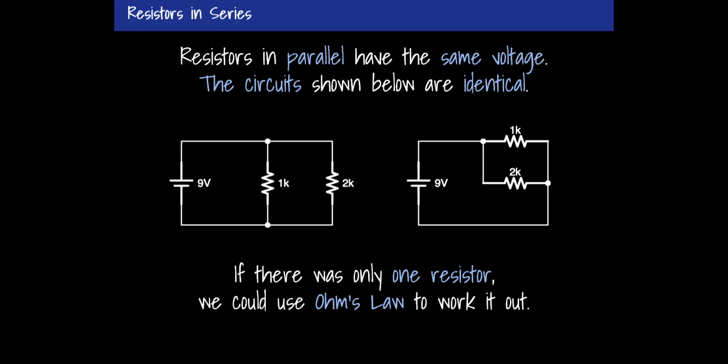This situation is different. Here you can see in my left-hand diagram, I have a 9-volt battery, and I have my 1K and 2K resistors, but I've hooked them up, so to speak, differently. And they are not in series. The reason why I say that is because in order to be in series, they would have to have the same current.